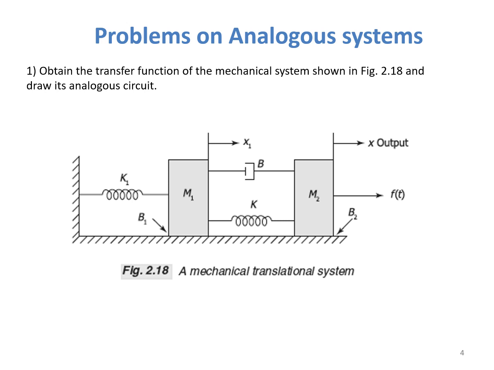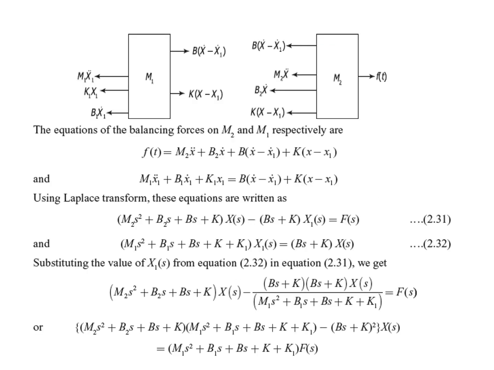Let's now see the free body diagram for the given problem. For mass m1, the applied forces are represented as m1 d²x1/dt², k1 x1, b1 x1', b(x' − x1'), and k(x − x1). And for mass m2, we have the forces due to the elements connected to m2 as b(x' − x1'), m2 x'', b2 x', and k(x − x1). The applied force here is represented as F(t).